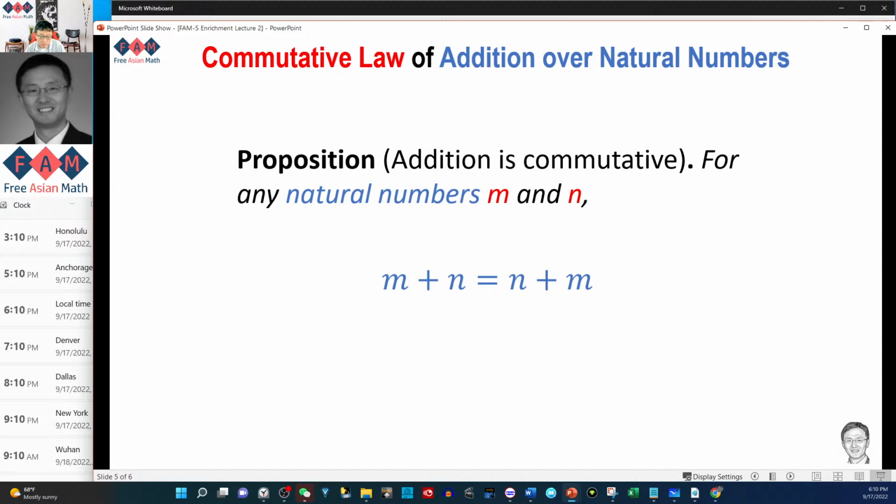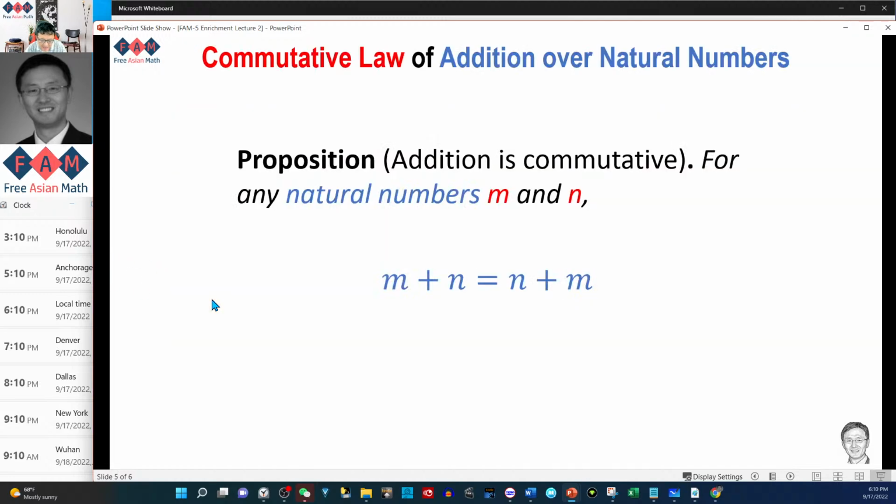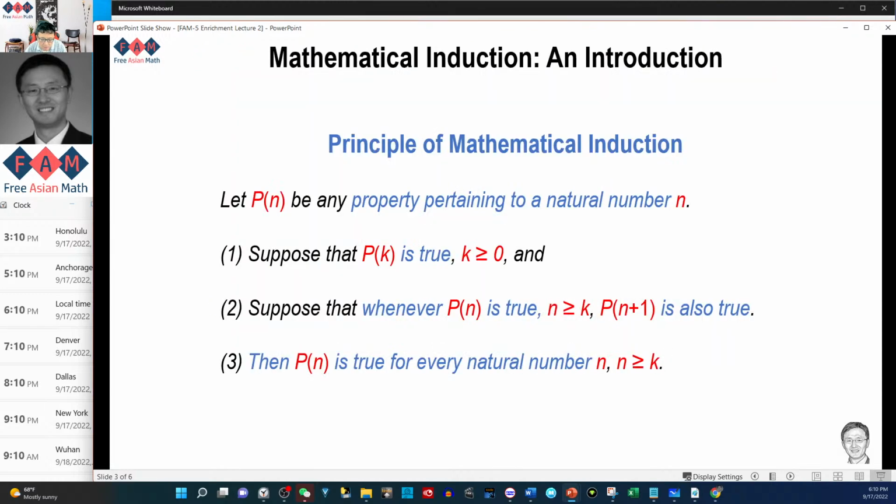Okay? So, I hope you have at least gotten an intuitive understanding of how mathematical induction works. Super important.